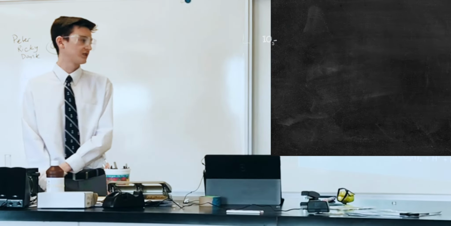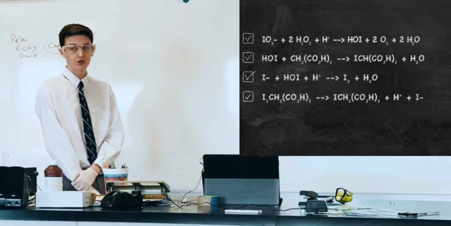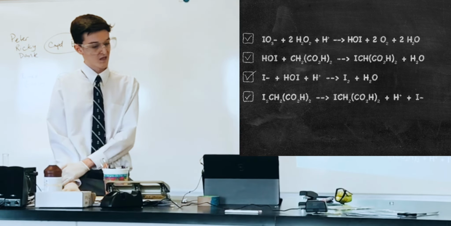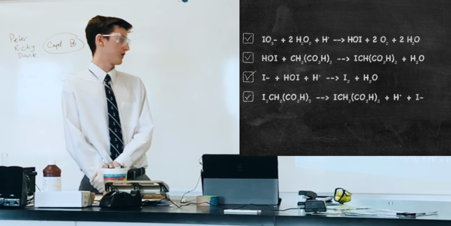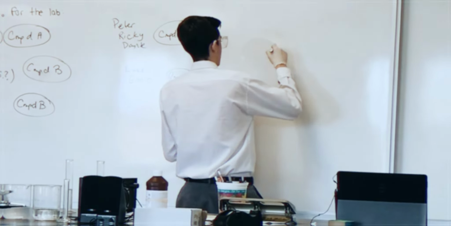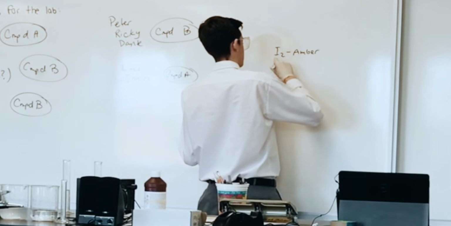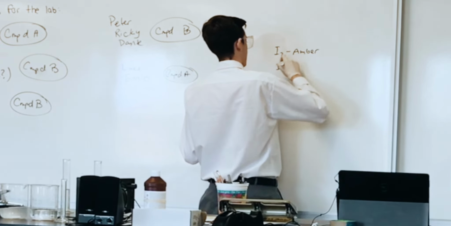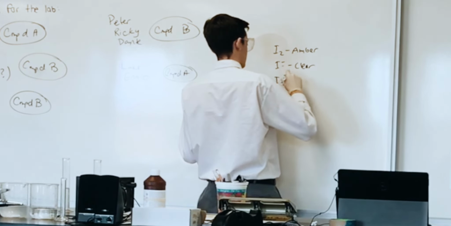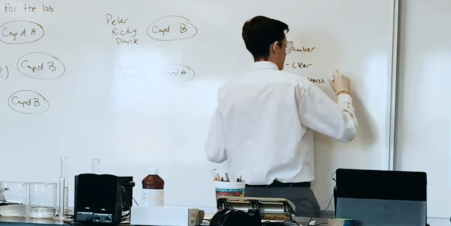In the first one, we see solutions 1 and 3 react. The main thing to get out of this is that hypoiodous acid is produced, and this is a crucial product to be used in the next component reaction as a reactant. The important part of the next one is that iodine and I minus are produced, and I'll tell you why these are important. Iodine has an amber color, I minus has a clear color, and triiodide along with starch is dark blue.